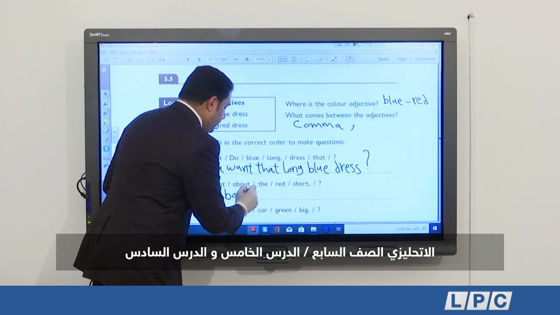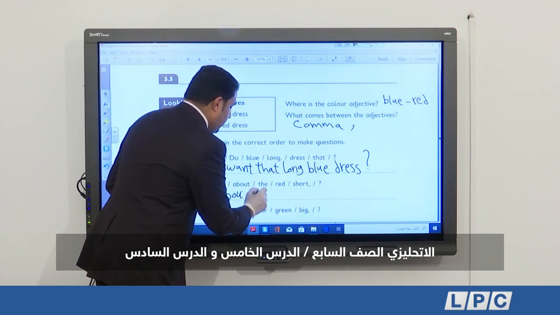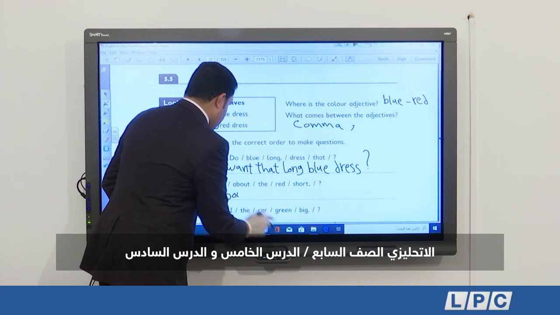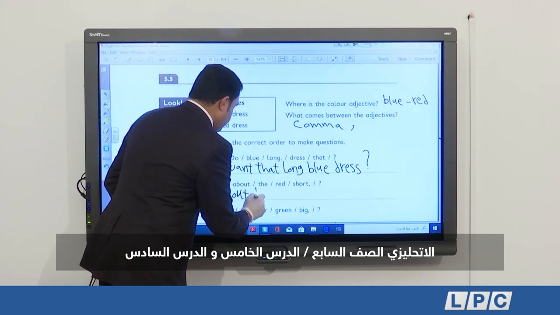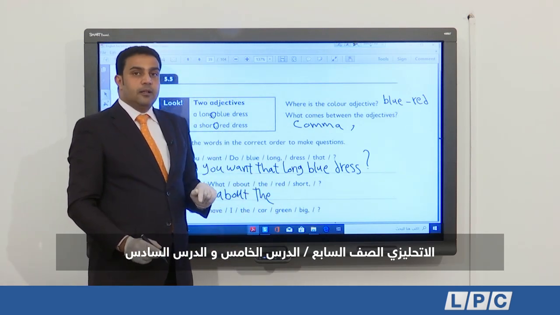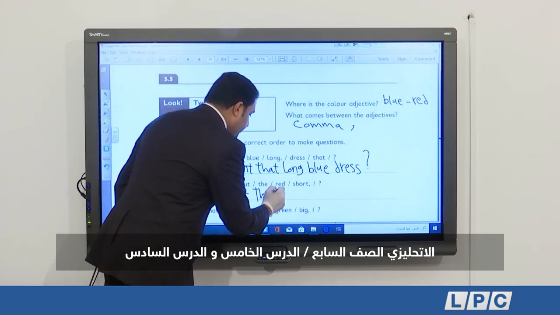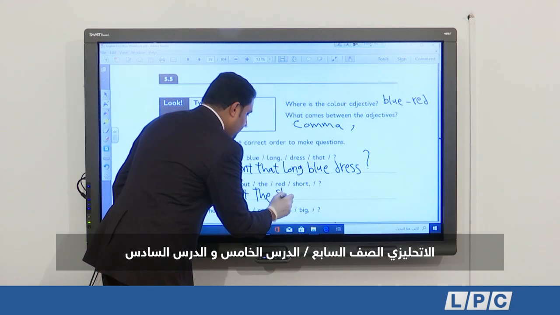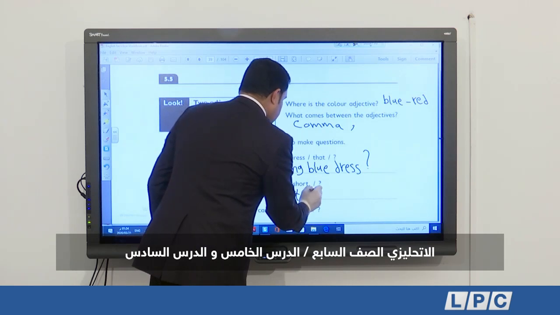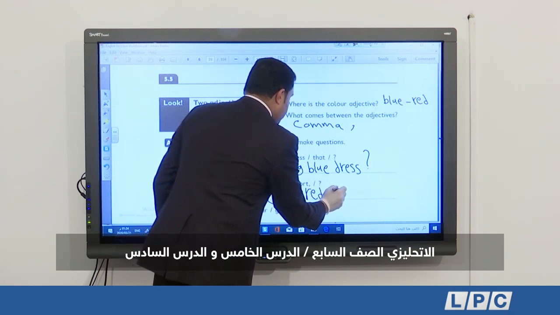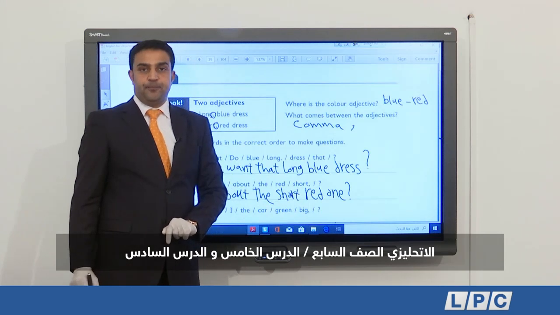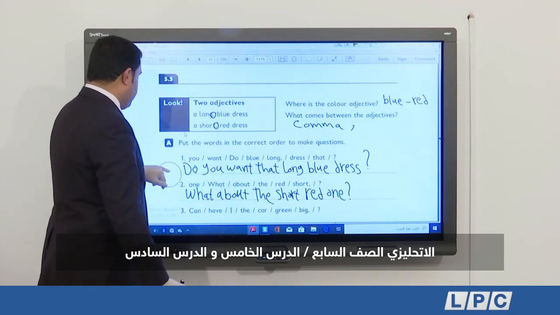The article the. Sorry, let's erase it. Size or color first? Very good, size. Short. And then the color, red. One means dress here, yeah? And question mark. So what about the short red one? Excellent.